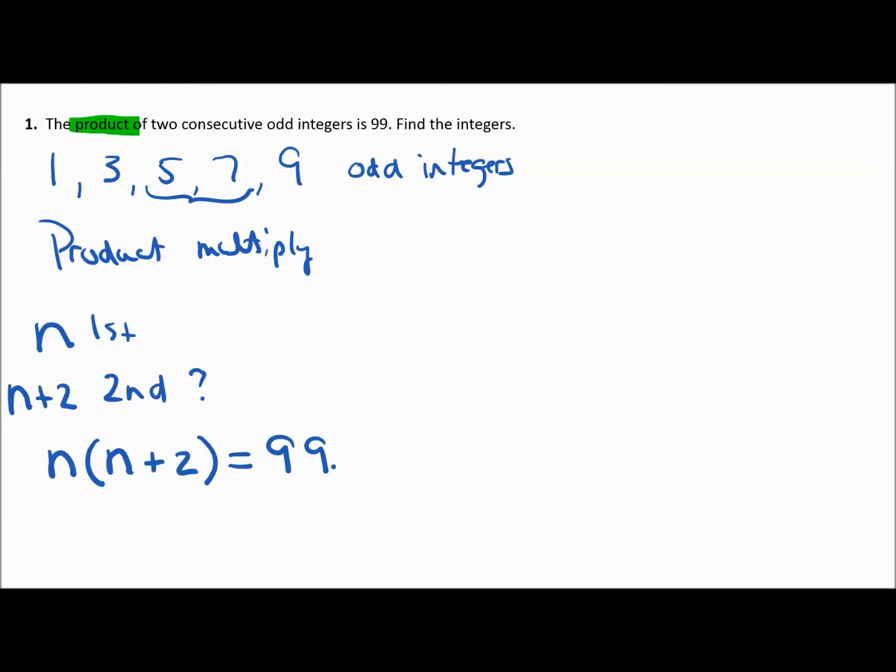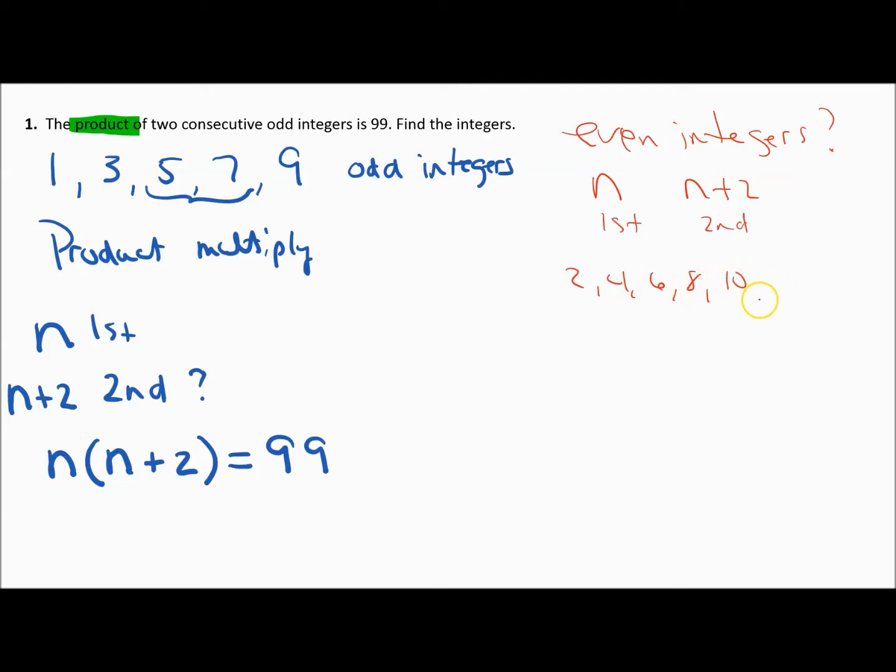What if it said, let's think about this, what if it could say consecutive even integers? Just in case. What if it said consecutive even integers, right? If we call the first one n, what would the next one be? What if I told you n plus 2 again? Well, makes sense, right? Even numbers are 2, 4, 6, 8, 10.